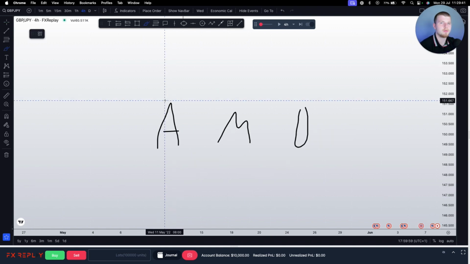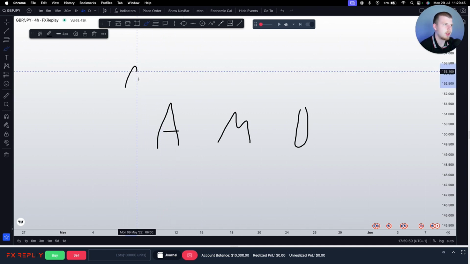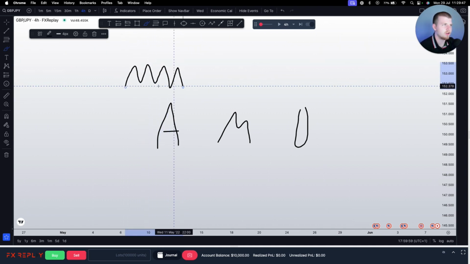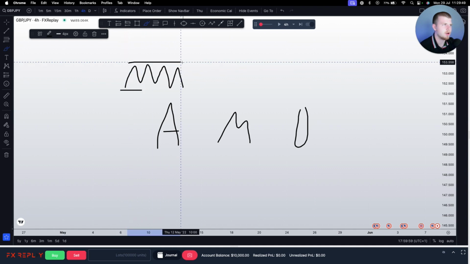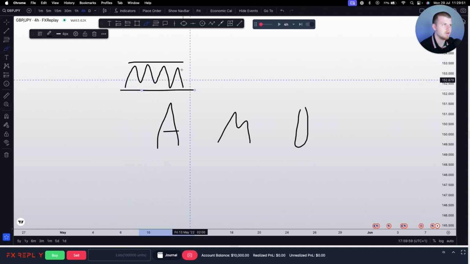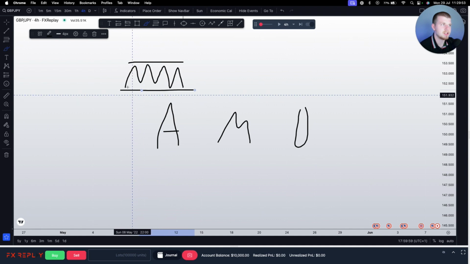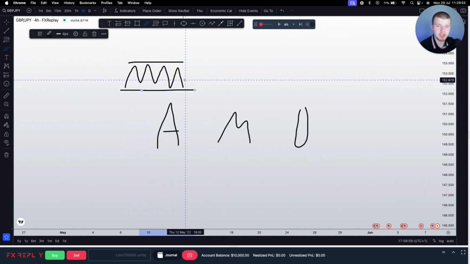Accumulation is the build-up of long and short positions. Simple as that. There are equal highs and equal lows. That's what it is. It's a consolidation, and there's buy-side liquidity over here and sell-side liquidity over here. Liquidity on either side. This is the build-up of positions.